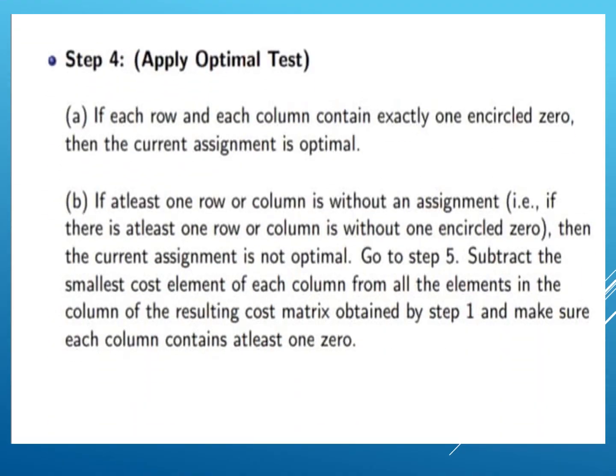Fourth step, if each row and each column contain exactly one encircled zero, then the current assignment is optimal. If at least one row or column is without an assignment, then go to step 5. Subtract the smallest cost element of each column from all the elements in the column of the resulting cost matrix obtained by step 1 and make sure each column contains at least one zero.